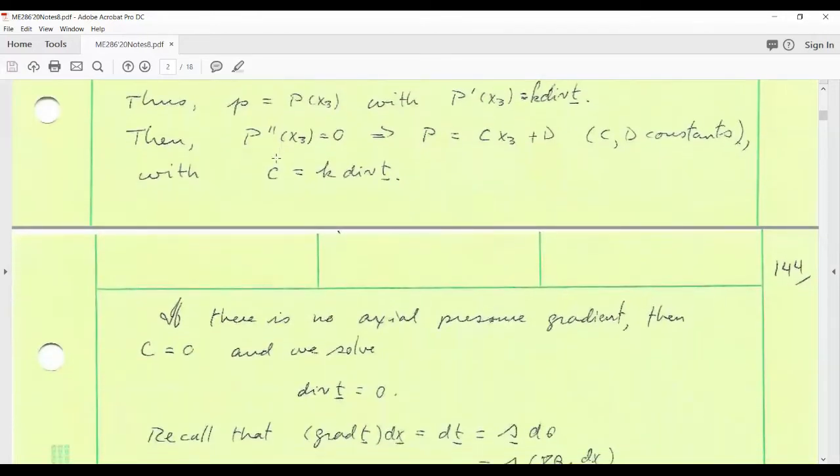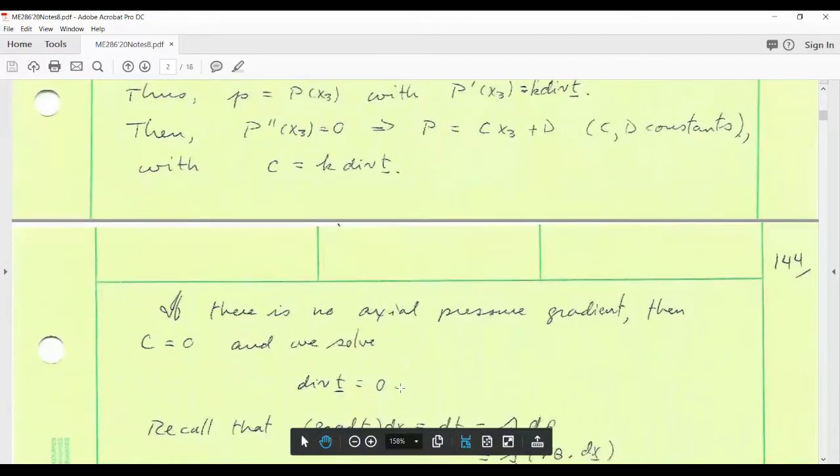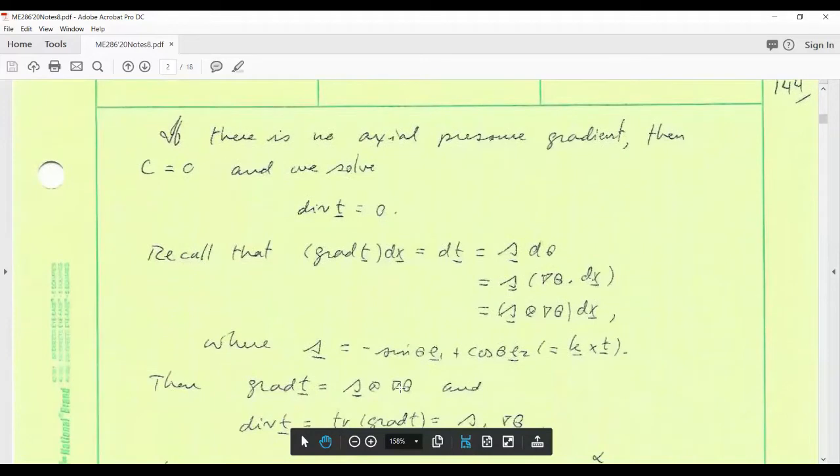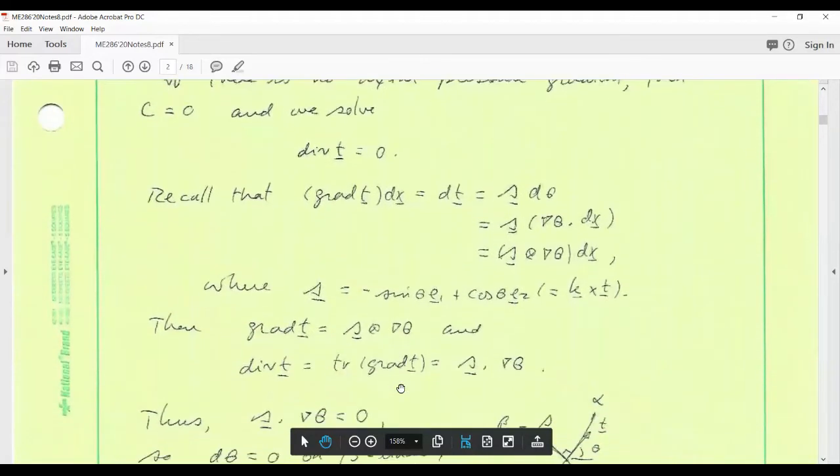Remember, we had two equations in the case of plane strain, so this is substantially simpler. Well, in your homework, you have something like this, except I've asked you to look at the case of zero axial pressure gradient. So let's examine the case of a zero axial pressure gradient, which means no pressure gradients along the z direction, the x3 direction. So c is 0 in that case. And we simply solve this simple divergence equation where t is a unit vector. Let's see what this implies for the angle theta. t is determined by theta.